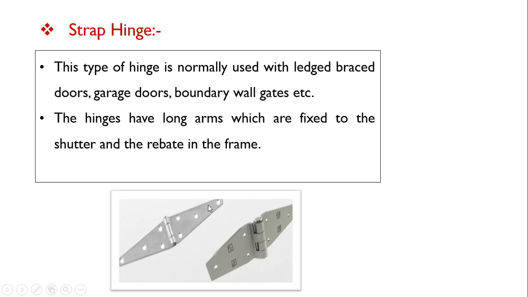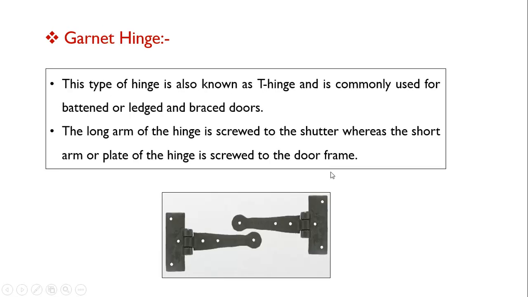Next is strap hinge. This type of hinge is normally used with ledge braced doors, garage doors, boundary walls, gate desks. For heavy duty doors, this type of hinges are provided which are called as strap hinge. These hinge have a long arm which are fixed to the shutter and the rebate in the frame. So this is called as strap hinge. Here it is mentioned ledged braced doors means older doors, old type of doors. This strap hinge is provided.